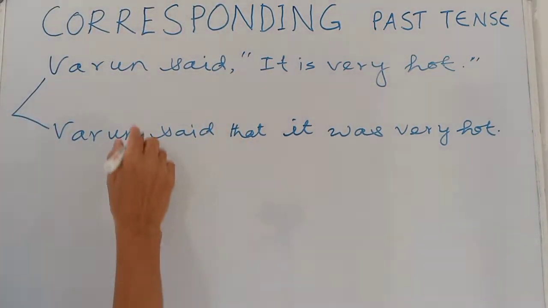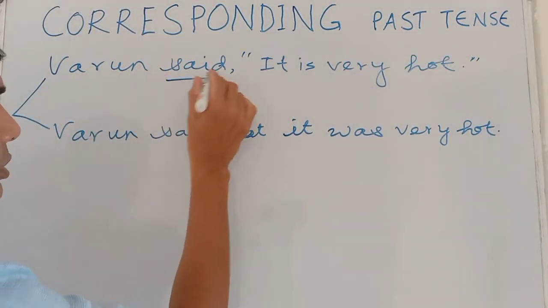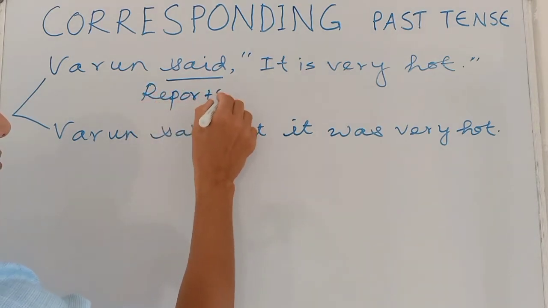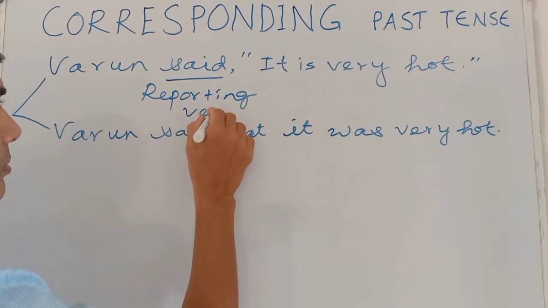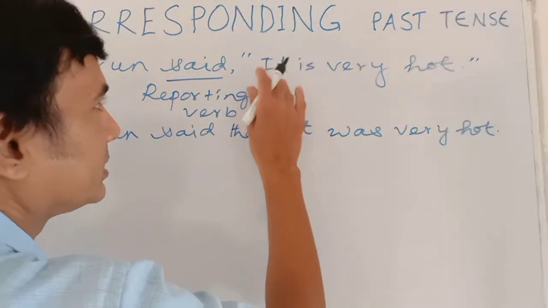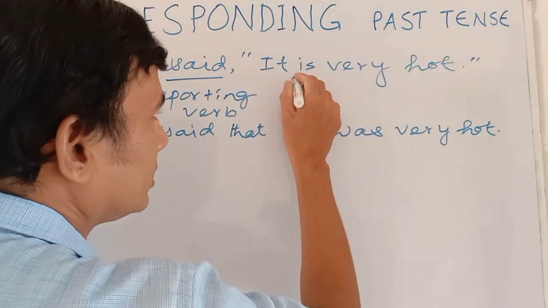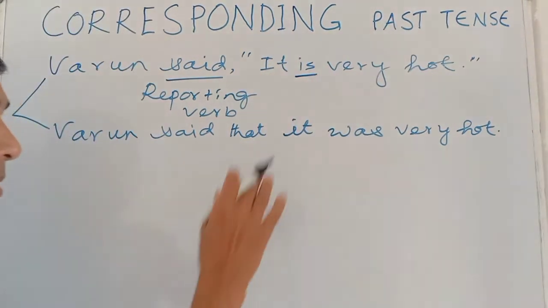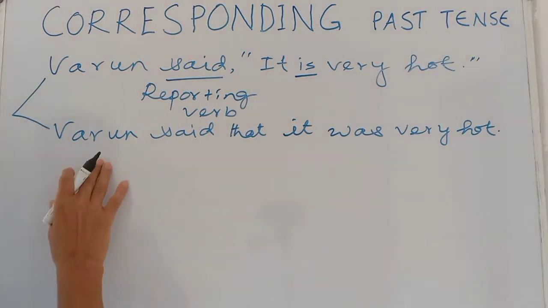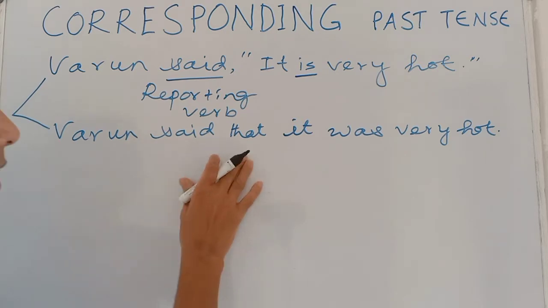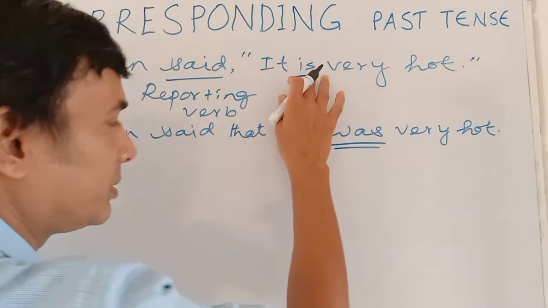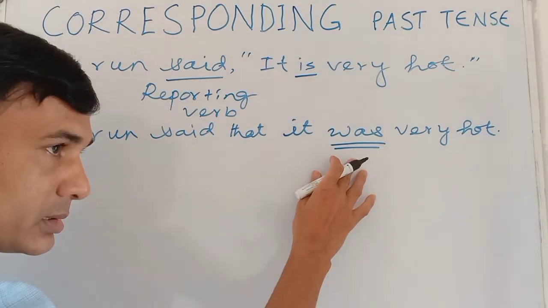I have written, Borun said, this is the reporting verb. And it is in past tense. After this, the reported speech, it is very hot, is the verb of reported speech, it is in present tense. But look at the second sentence. Borun said that it was very hot. Was. That is, simple present tense becomes simple past tense.